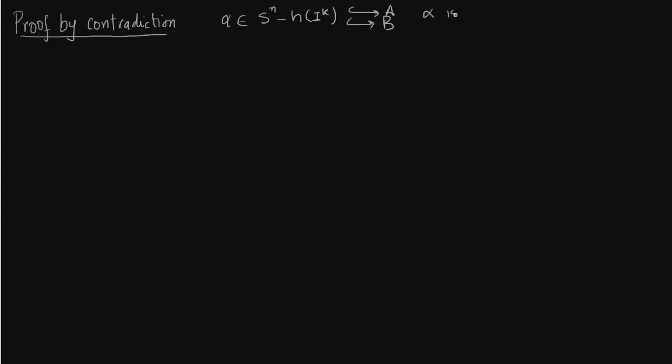So then it is not a boundary in at least one of A or B. Yeah, because Sn minus Hik is induced from A and B. So it is not a boundary in at least A or B. Yeah, that is very clear.